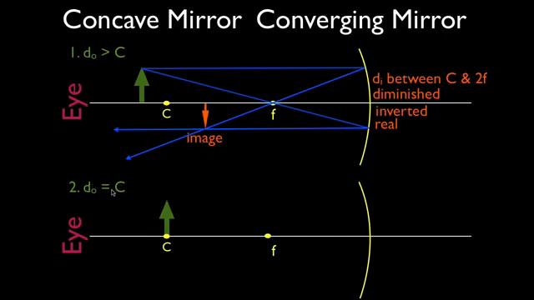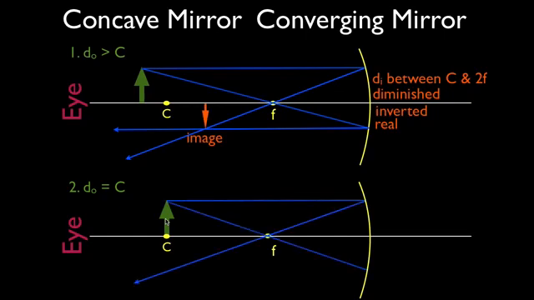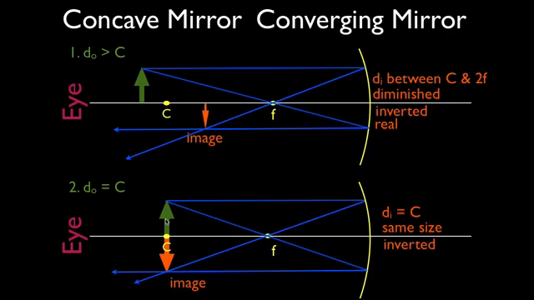Now we have moved the object so that it is right at C. So we're going to go parallel F, F parallel, and you'll notice that the image appears right there. It's at the same place as the object, right at C. So when the object is at C, the image will always be at C. It'll always be the same size. It'll always be inverted, and it's still a real image created by converging light rays. Okay, so those two were basically drawn the same way.